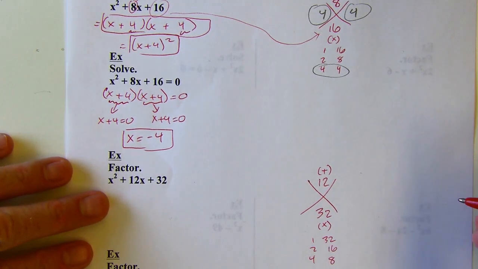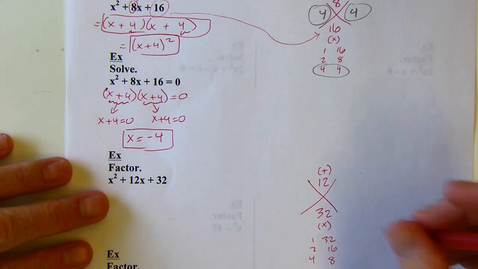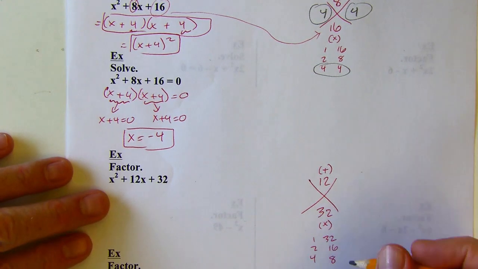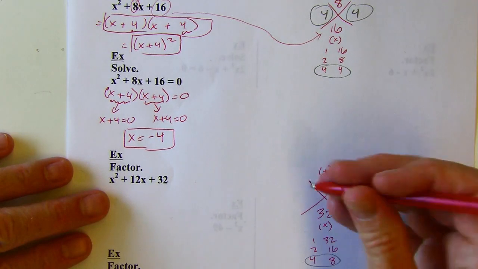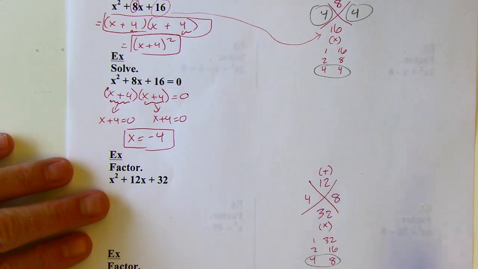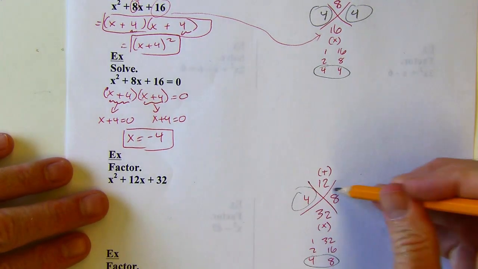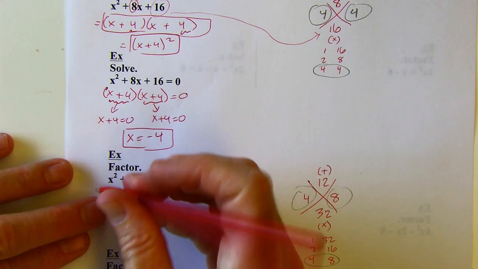Okay, and then maybe there's some others. I think that's it for the integers. And then I'm looking for one of those pairs that's going to add up to 12, and 4 and 8 works. Okay, so this is what should go in the back of each set of parentheses.